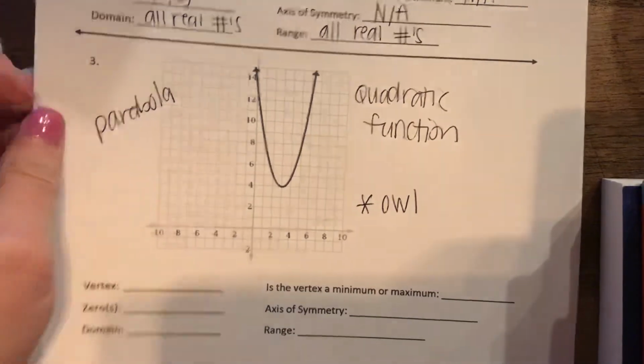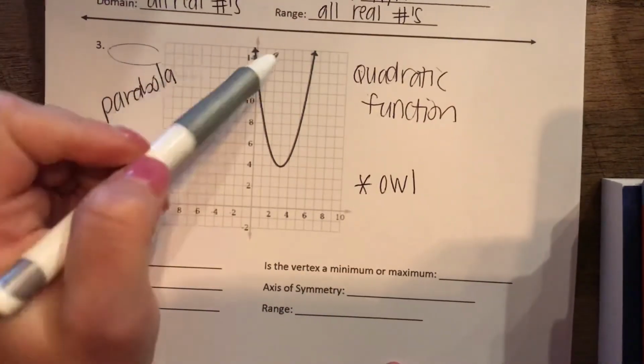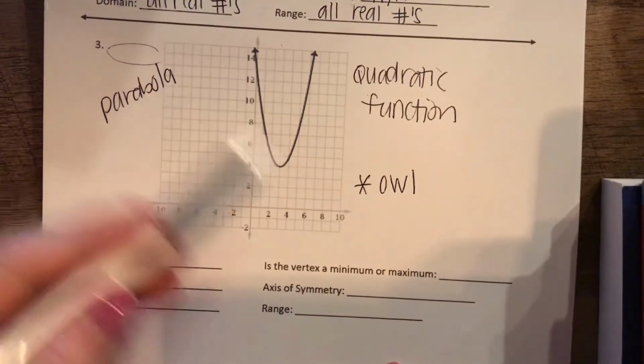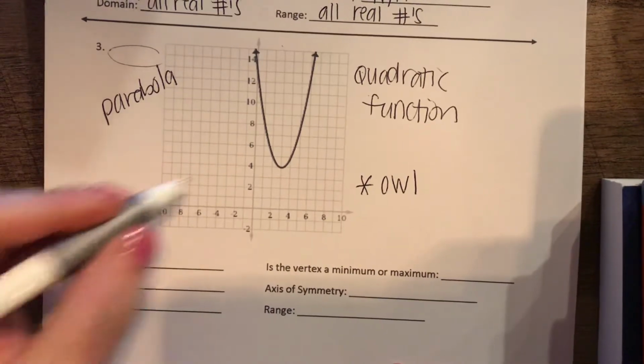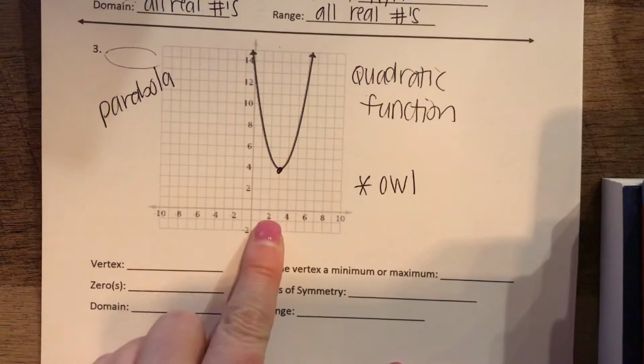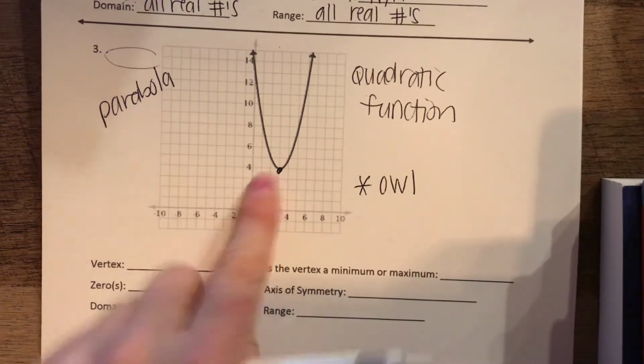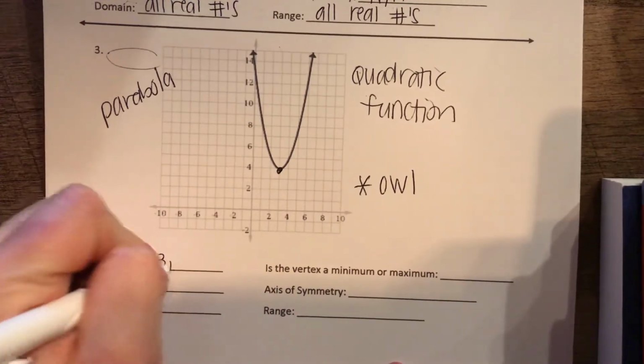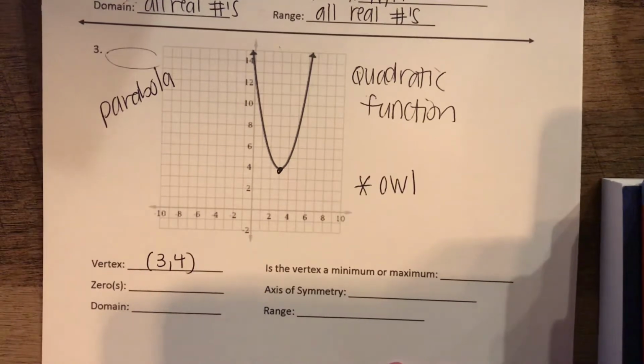All right, so now we don't have an equation given to us, but we do have a picture that we can use to help find information that's important. So our vertex is going to be that turning point in a graph. This turning point is located at over 3, up 4. So my vertex, 3, 4.